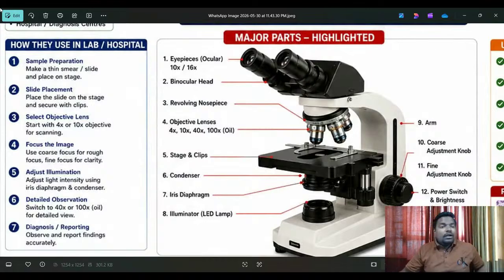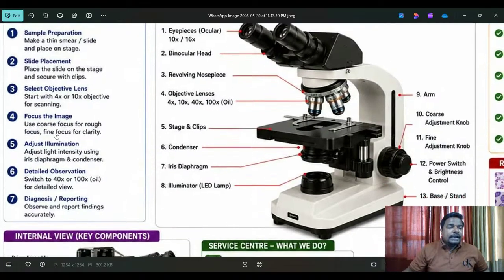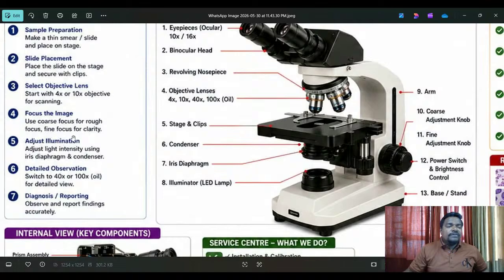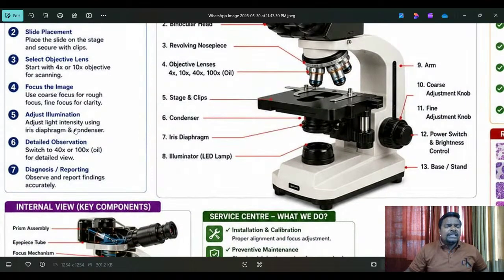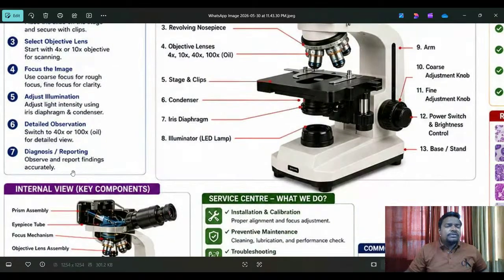For sample preparation, point 1: make a thin smear on a slide and place it on the stage. Number 2, slide placement: place the slide on the stage and secure it with clips. These are the clips to catch the slide. Then select the objective lens: start with 4x or 10x objective for scanning and focus the image. Use coarse focus or rough focus, then fine focus for clarity. Fifth point is adjust illumination: adjust light intensity using the iris diaphragm of the condenser. Sixth point is detailed observation: switch to 40x or 100x oil for detailed view. Next is diagnosis or reporting: observe and report findings.